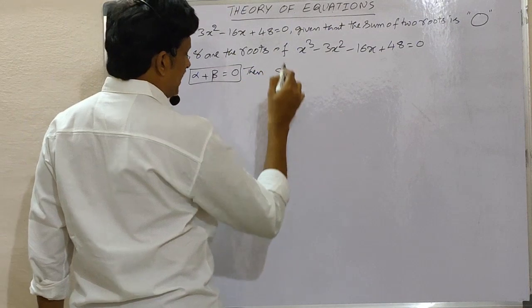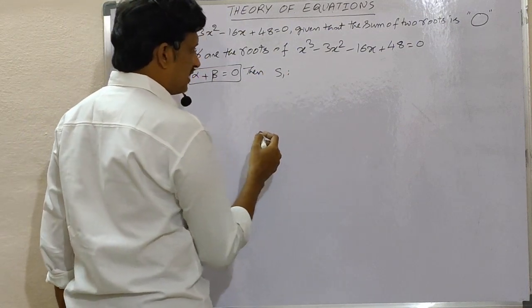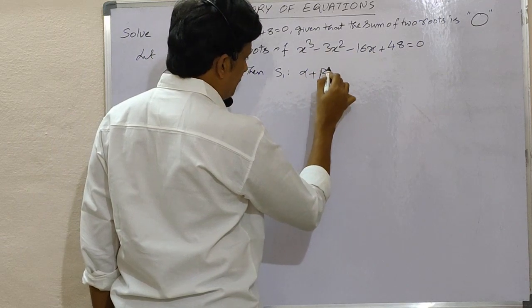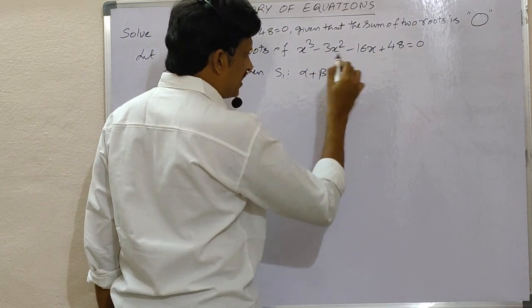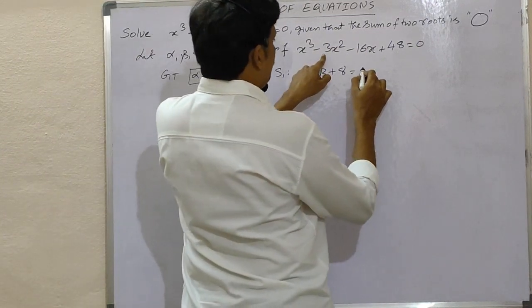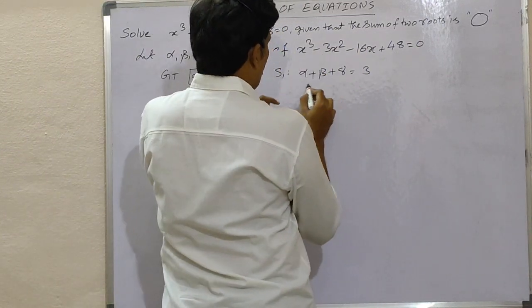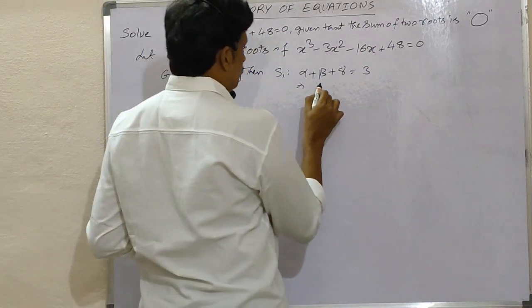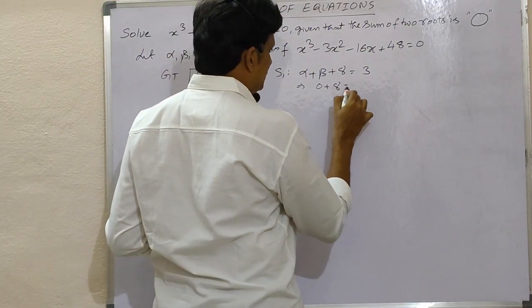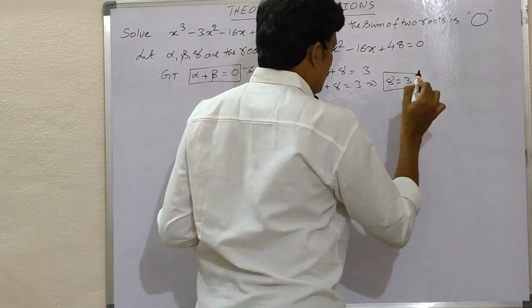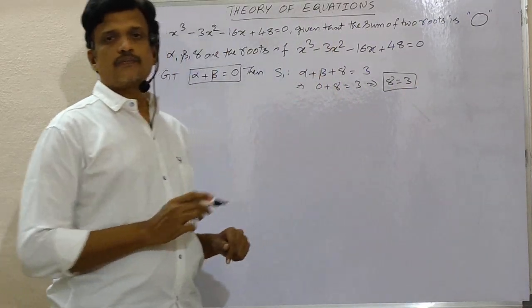Write S1. S1 is equal to minus P1. That is why S1, the sum of the roots taken one at a time, alpha plus beta plus gamma is equal to minus of minus 3, which will be plus 3. But here alpha plus beta is 0. So 0 plus gamma is equal to 3 gives the value of gamma as 3. Means we got one of the 3 roots.